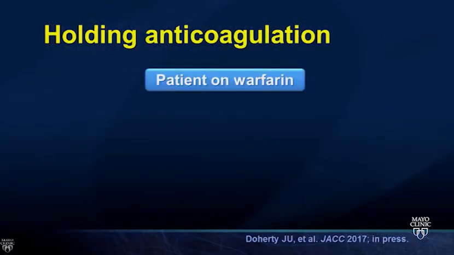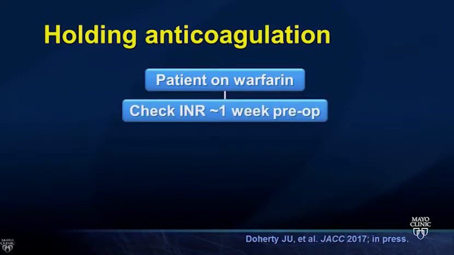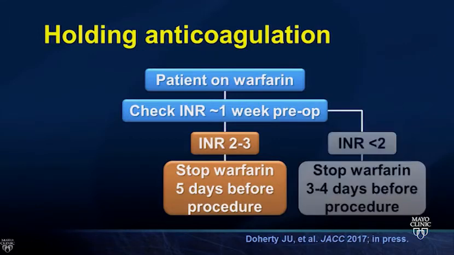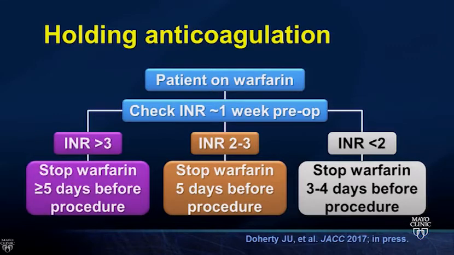In terms of holding anticoagulation, if the patient is on warfarin, you want to check their INR about 1 week before their operation. If their INR is between 2 and 3, you can stop their warfarin 5 days before the procedure and let it drift down. If their INR is less than 2, you stop their warfarin 3 to 4 days before the procedure, and if their INR is over 3, you want to stop it at least 5, potentially even 7 days before the procedure and let it drift down.